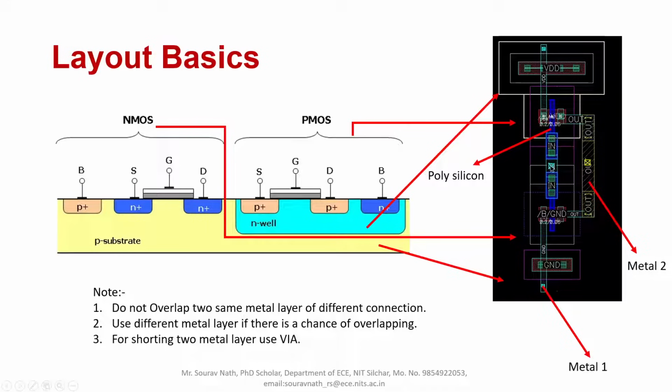In between there is a polysilicon layer for forming the gate connection. So we have used via for connecting the two poly along with the input connection. We have also used metal 2 here for connecting the output net. So basic things should be maintained, that is, do not overlap two same metal layers of different connections. Use a different metal layer if there is a chance of overlapping. For shorting two metal layers, use via. So let's move towards the demo so that it will be more clear.